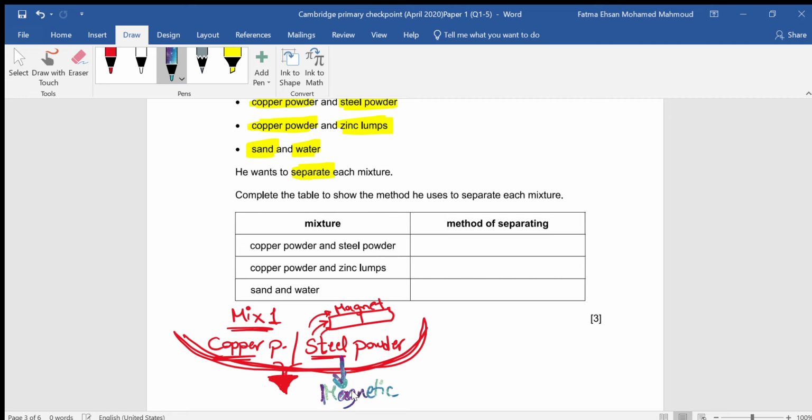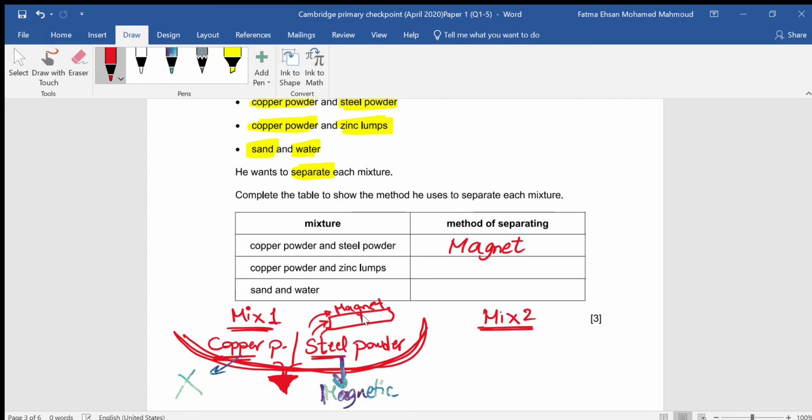وعندي الكوبر is what? Copper is not magnetic. Okay, so if I use a magnet here, I will separate the steel powder from the copper powder. So the answer here is what? Magnet. Great. Let's go to the next one, which is mixture number two.